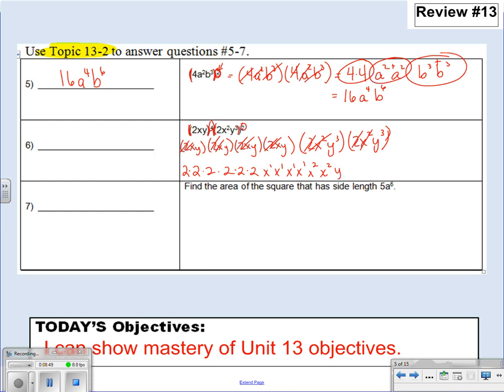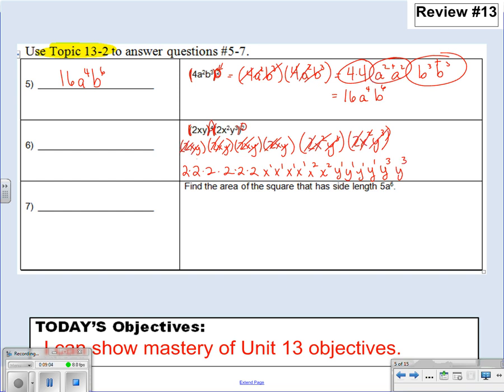Now we have our y's. First parenthesis, that's y to the 1 power. Second parenthesis, y to the 1. Third parenthesis is y to the 1. Fourth parenthesis, y to the 1. Fifth parenthesis, y cubed. And sixth parenthesis, y cubed.